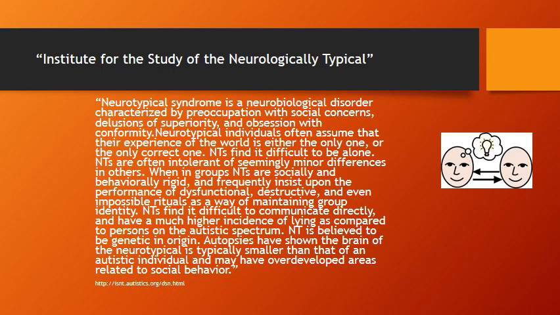Neurotypical syndrome is a neurobiological disorder characterized by preoccupation with social concerns, delusions of superiority, and obsession with conformity. Neurotypical individuals often assume that their experience of the world is either the only one or the only correct one. Neurotypicals find it difficult to be alone. Neurotypicals are often intolerant of seemingly minor differences in others. When in groups, neurotypicals are socially and behaviorally rigid and frequently insist upon the performance of dysfunctional, destructive, and even impossible rituals as a way of maintaining group identity. Neurotypicals find it difficult to communicate directly and have a much higher incidence of lying as compared to persons on the autistic spectrum. Neurotypicality is believed to be genetic in origin. Autopsies have shown that the brain of the neurotypical is typically smaller than that of an autistic individual and may have overdeveloped areas related to social behavior.